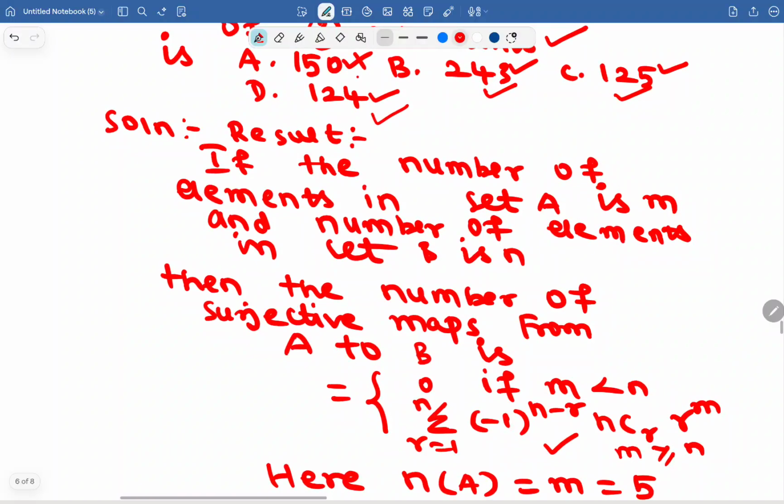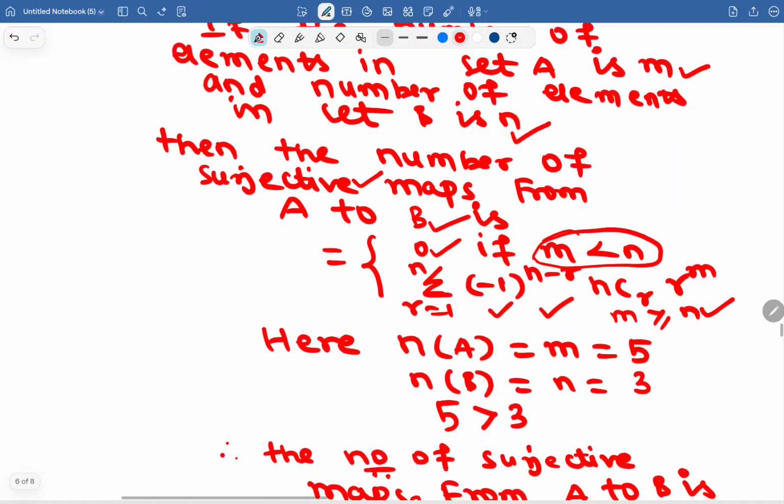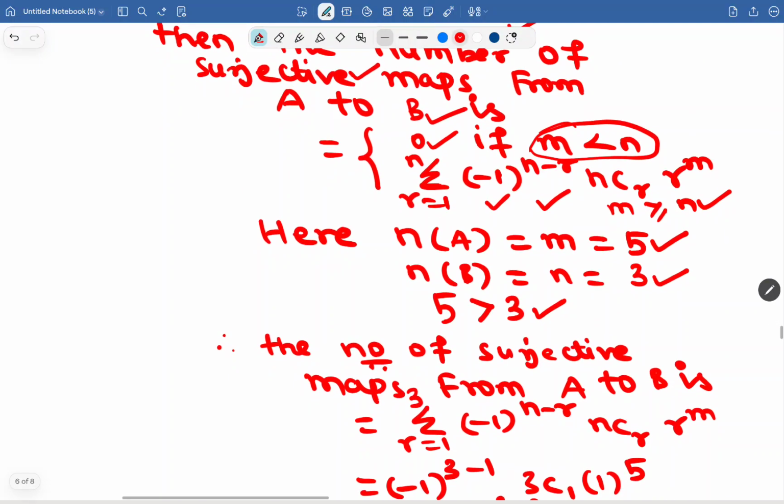If the number of elements in set A is m and the number of elements in set B is n, then the number of surjective, that is onto, maps from A to B is: if m is less than n, the answer is 0. If m is greater than or equal to n, summation r equal to 1 to n, minus 1 power n minus r, nCr, r power m. Here n of A, which is m, is 5, and n of B, which is n, is 3. Clearly 5 is greater than 3.